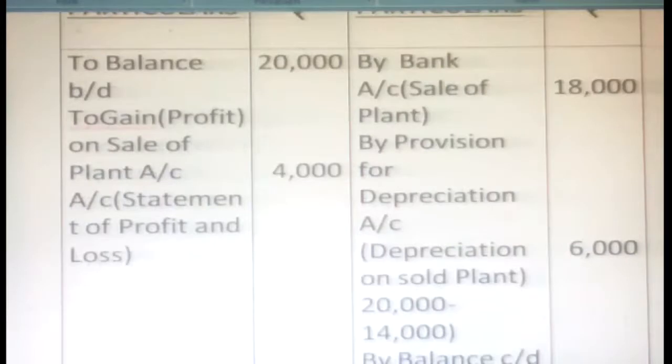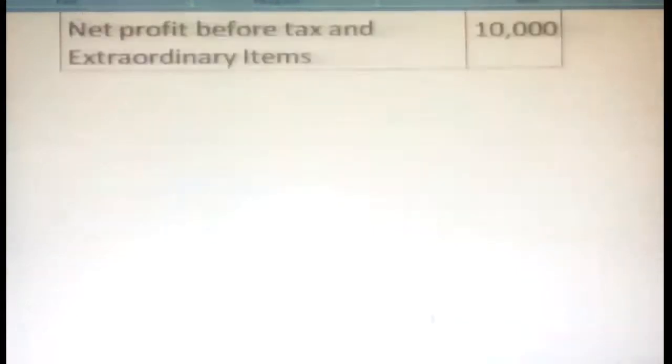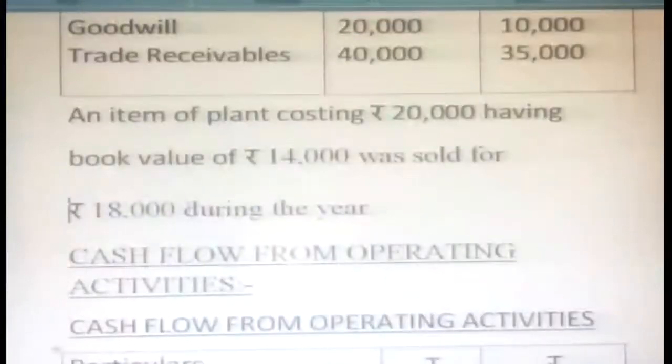See here, the provision for depreciation is given. 20,000 is the cost of the asset, and 14,000 is the book value. So the plant costing 20,000 has a book value of 14,000. Naturally, the difference of 6,000 is our depreciation. How much is it sold for? 18,000. Okay, see here.